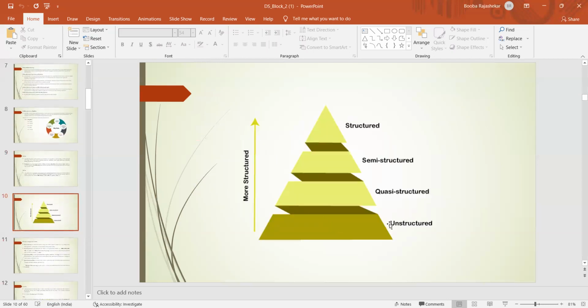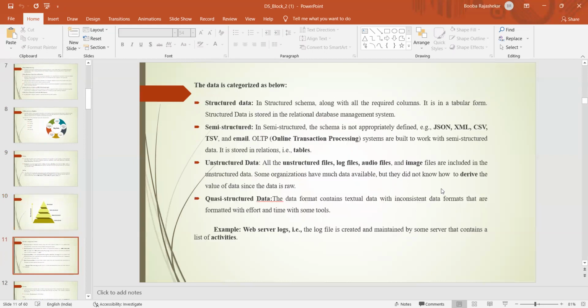Okay, so this is the diagram for the structure of big data. See that it is divided into 4 parts: structured, semi-structured, unstructured, and quasi-structured. The data is categorized in another way.